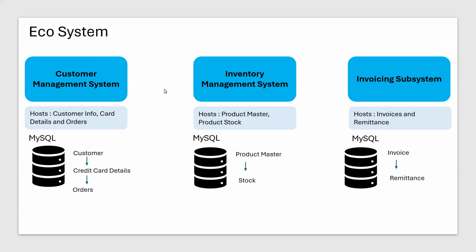Our first would be the customer management system, which hosts our customer and card details as well as the orders. We have our inventory management system, which hosts the product master as well as the stock levels. And we have an invoicing system which hosts the invoicing as well as the remittance advice.